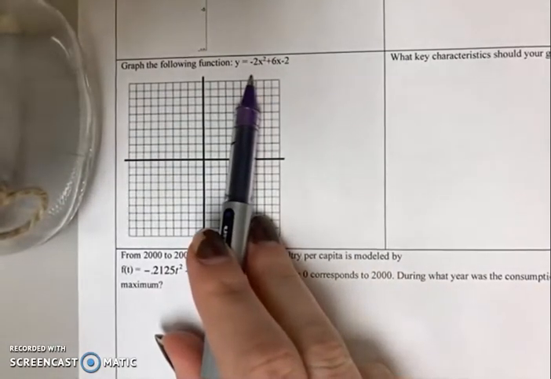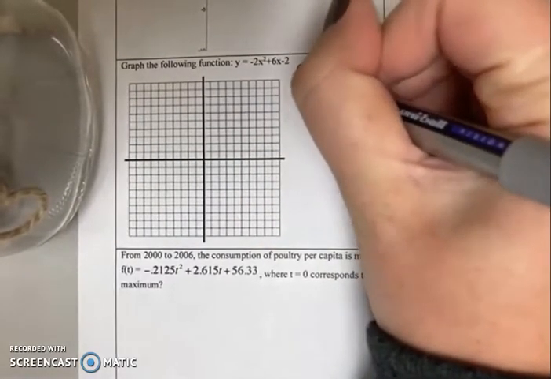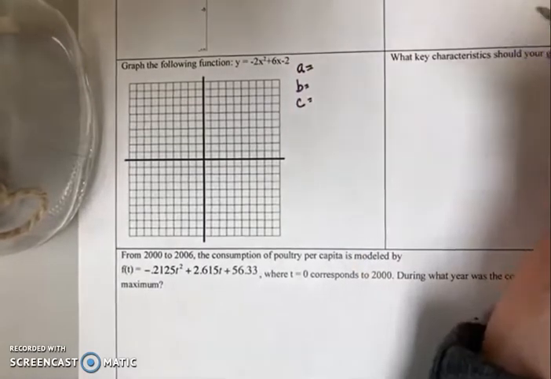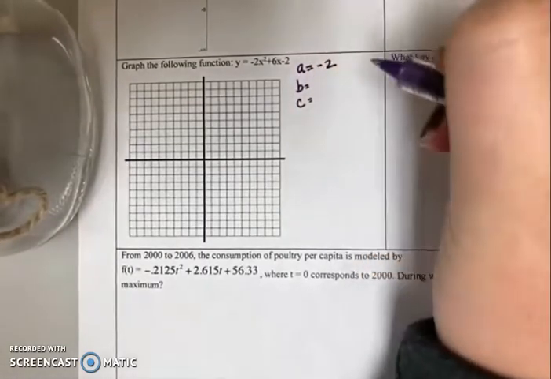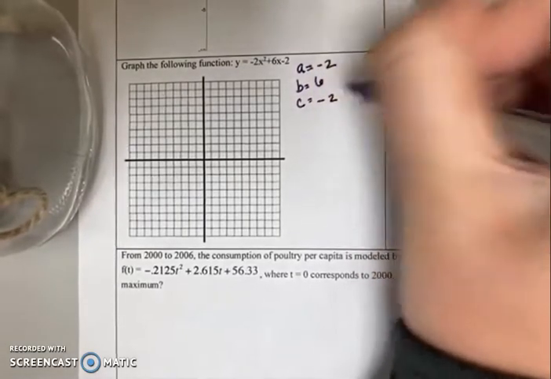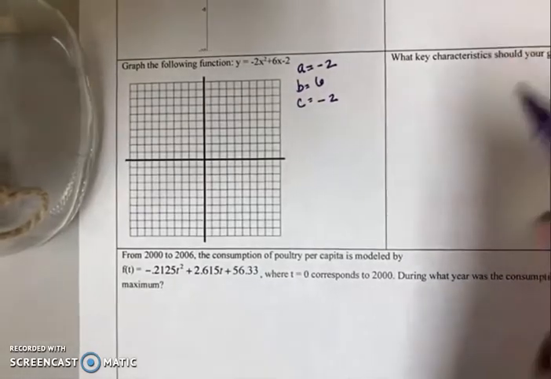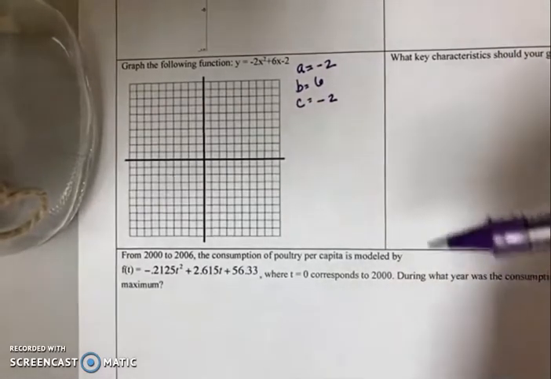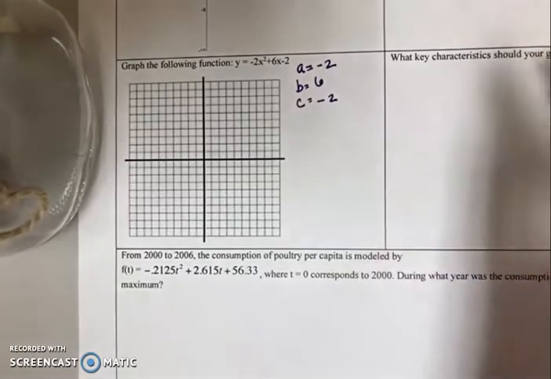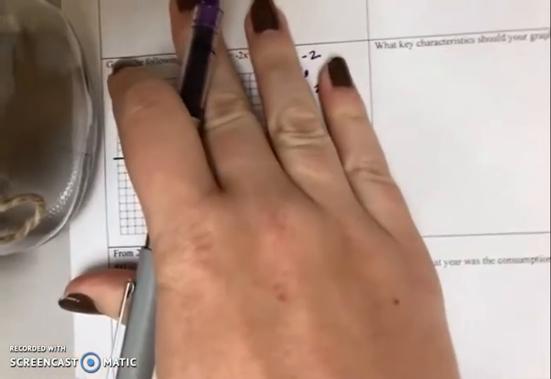Now we're actually going to graph given an equation. The first thing that you want to do is identify a, b, and c. A is -2, b is 6, and c is -2. I'm going to use the key ideas from the table below to help me fill in what key characteristics my graph should have.